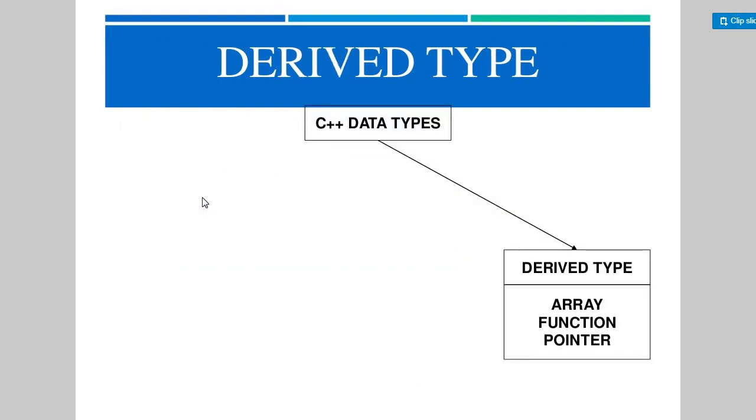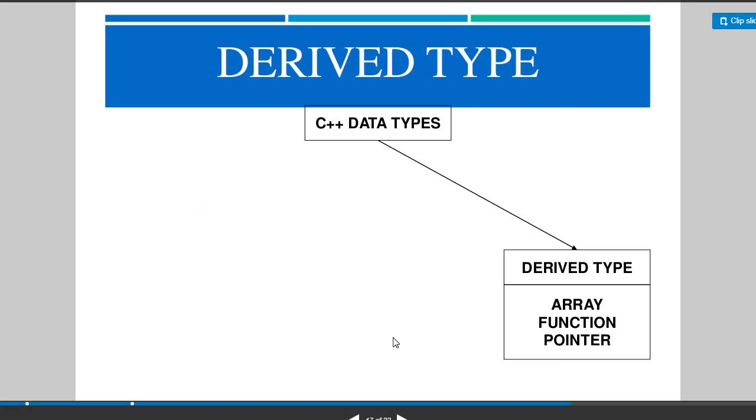Now we come to derived data types. A derived data type is derived from fundamental data types, and it is a combination of one or more fundamental data types, basic data types or primary data types. Here we discuss arrays, functions and pointers. These are derived data types in C++ and C also.